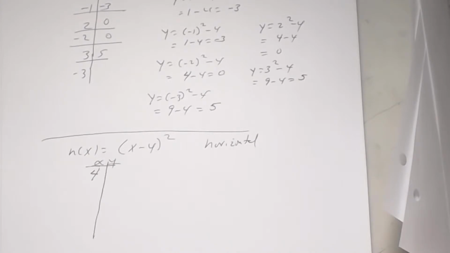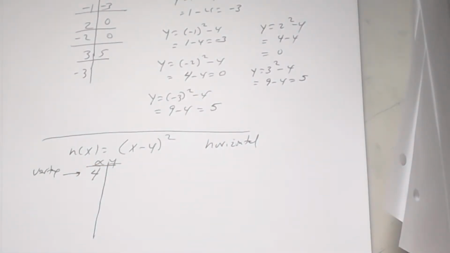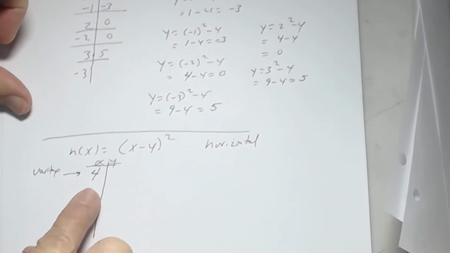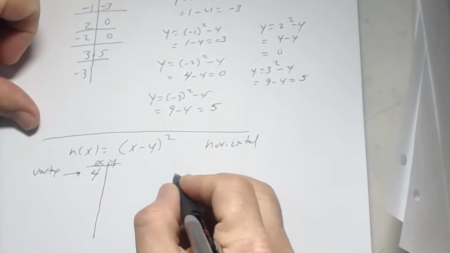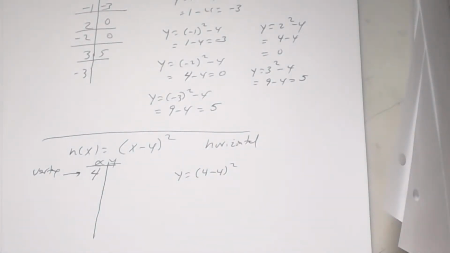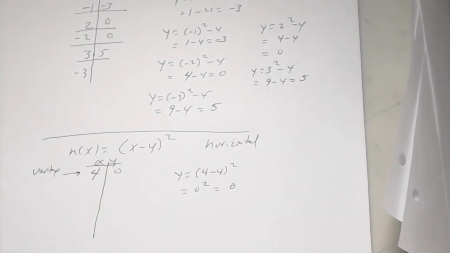And now what this is going to give you is your vertex. Your vertex is going to occur when x is what? 4. All right, so your vertex is going to occur when x is 4. So let's find what the y value is. y equals, in parentheses, 4 minus 4 squared. So when x is 4, what's my y value? 0, because that's 0 squared, right? And what's 0 squared? 0. So if I plot that point, what I've actually found was the vertex.